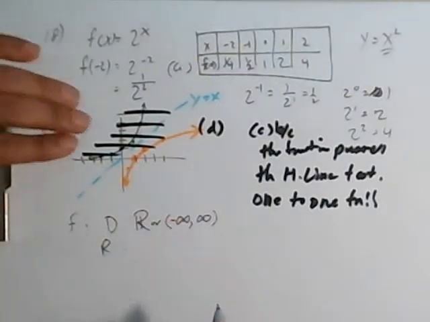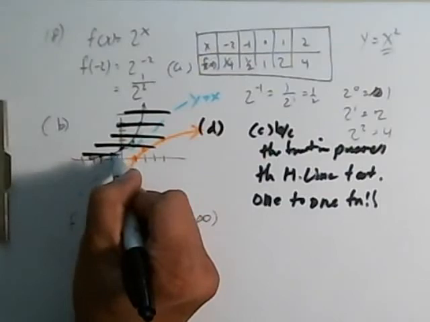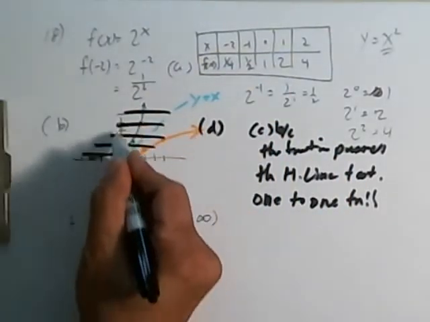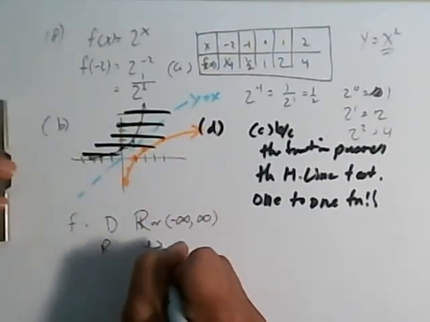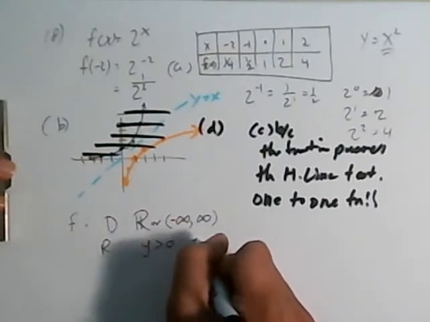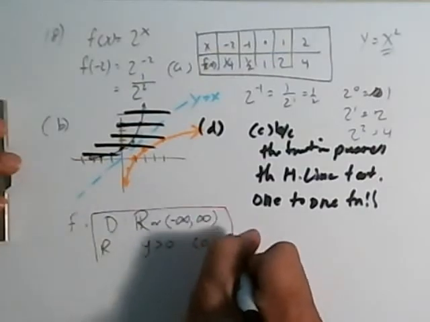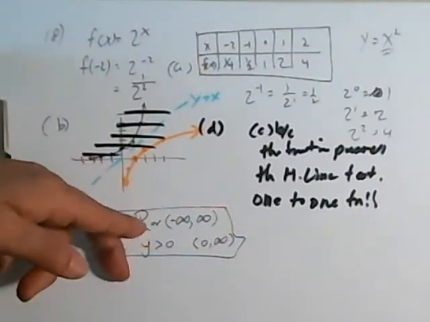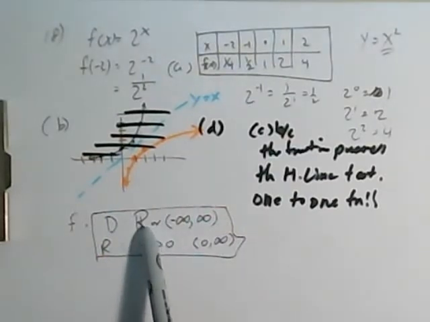And the range is anything above the x-axis, because if you take this function right over here and then you plot it along the y direction, it's going to go anything above 0. So y is greater than 0, or you can say parentheses 0 to infinity. Okay. And then you just reverse it for the domain and range of your inverse function. Okay, so your domain becomes your range, and your range becomes your domain. Okay.